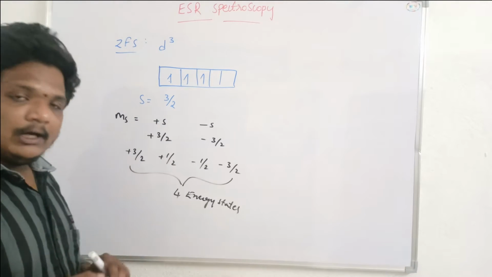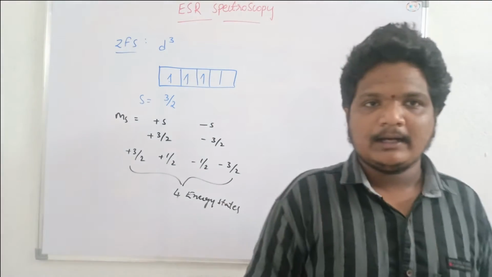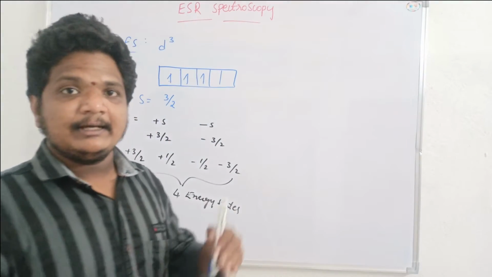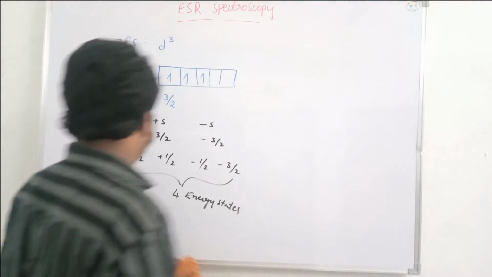Now let us see how these four energy states undergo zero field splitting, and how these are split into different energy levels in the presence of an external magnetic field. That we will see in this one.